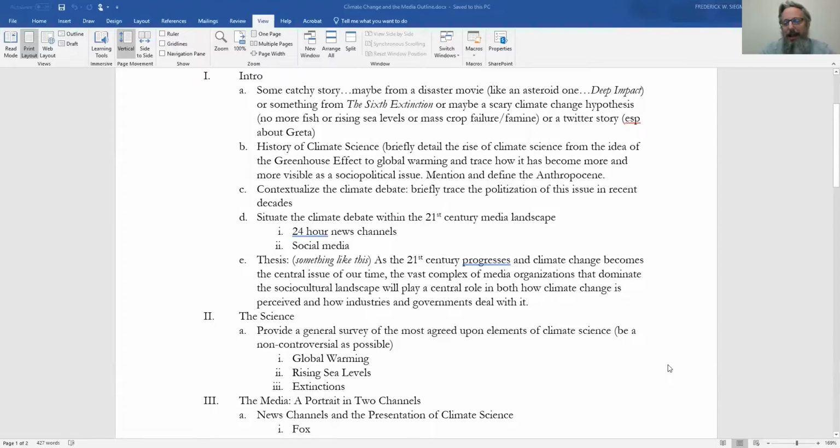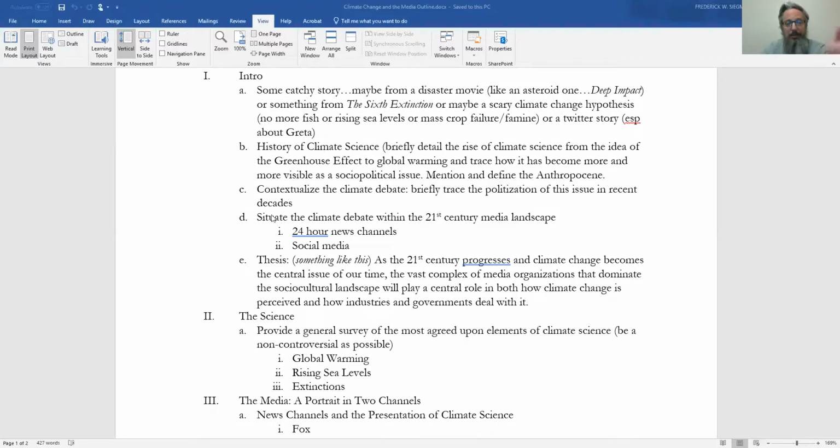In the intro, I have my parts. There's A right there, my opening. I'm thinking some attention grabber from a disaster movie, or maybe some crazy thing about extinction, or some Twitter story, something about climate change in the media, something kind of catchy. Then the next three, B, C, and D, are me contextualizing what I'm saying.